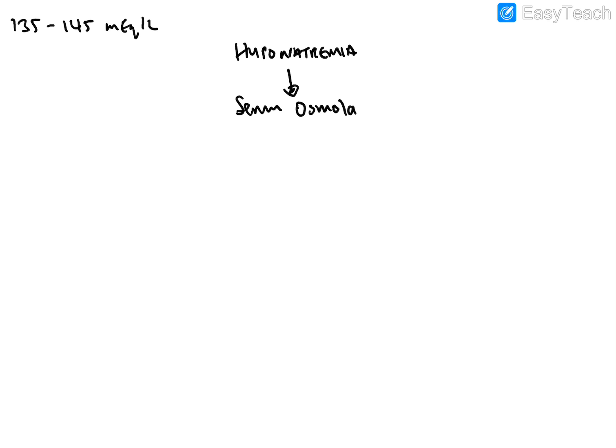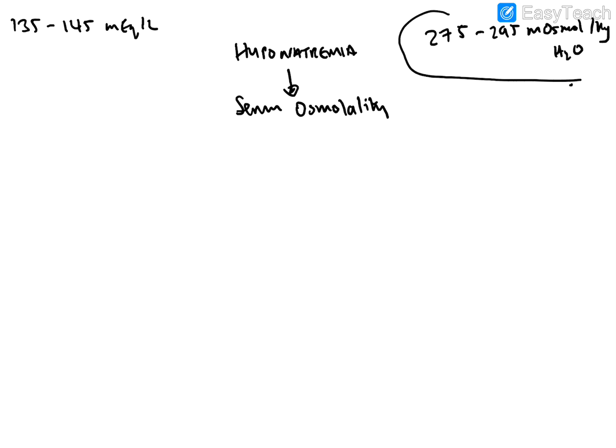Now, the serum osmolality reflects the amount of solutes you have in the serum. If there's increased amounts, you would have an increased serum osmolality, whereas if you have decreased amounts of solute, you would have a decreased serum osmolality. The normal serum osmolality is roughly between 275 to 295 milliosmoles per kg H2O. Okay, this is the normal range for serum osmolality.